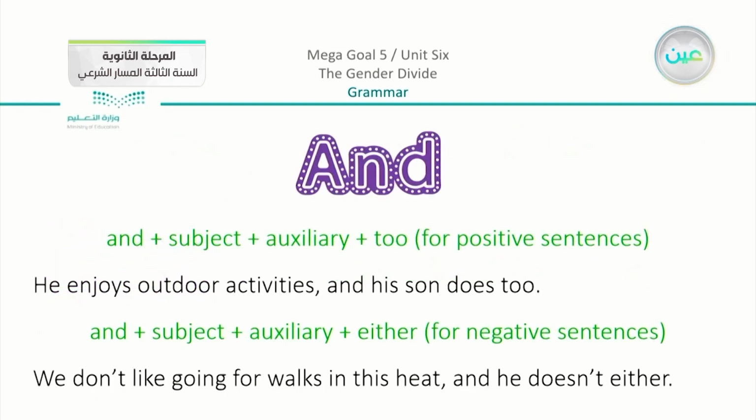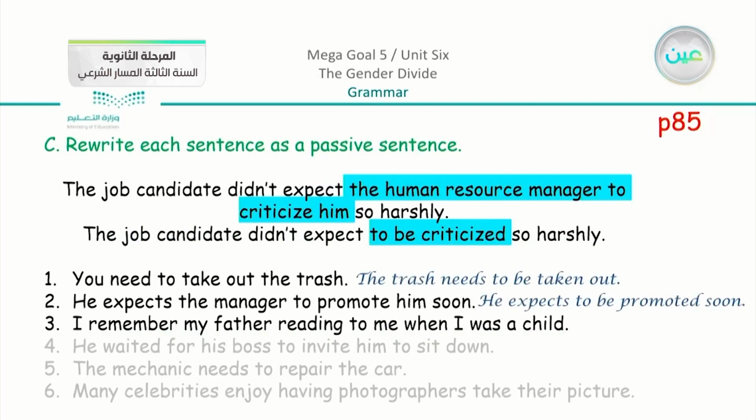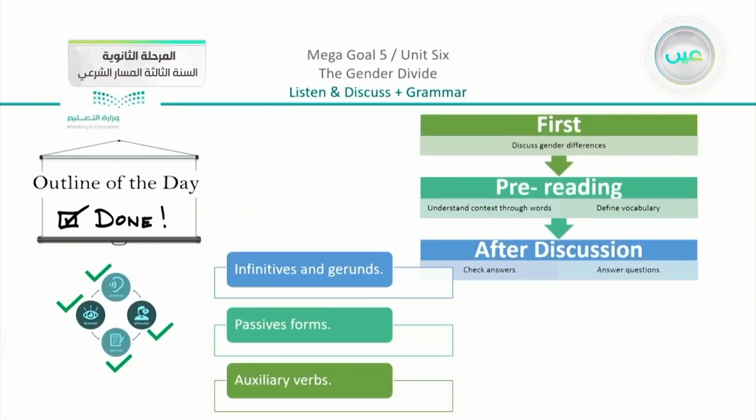We can do the same thing with and. We can use the auxiliary verb after and. So we have here, he enjoys outdoor activities and his son does. So you can see that we have here and, the subject, and the auxiliary verb. And if it is a negative sentence, we have here, we don't like going for walks in this heat, and he doesn't either. We have either in the sentence because we are dealing with a negative. Now you do have some exercises on page number 85. We also have other examples that we can see on page number 85, which are dealing with open answers.